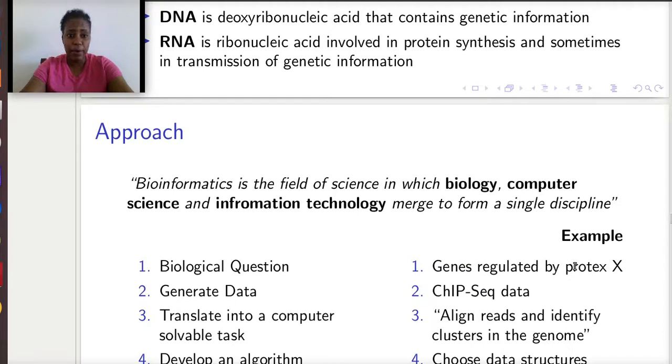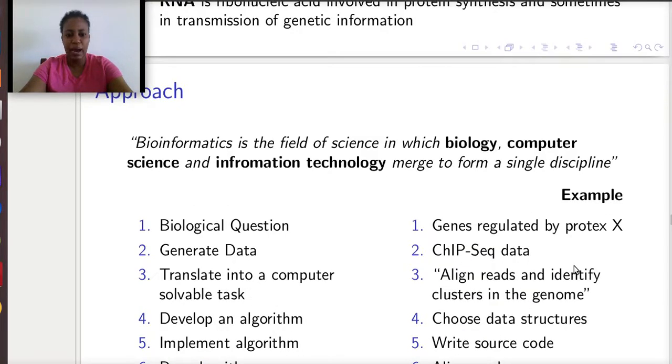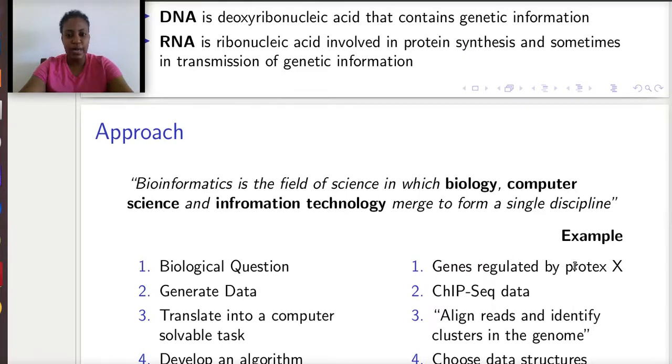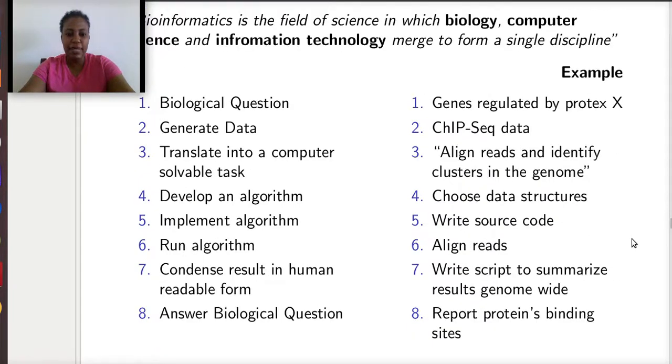So how do you approach a bioinformatics problem? I defined earlier that bioinformatics is the field of science in which biology, computer science, and information technology merge to form a single discipline. As an example, you have a biological question. For instance, on the right side: genes are regulated by protein X. Those are the ones you want to work on. So you get a sample and do the process described earlier to generate data. The kind of data generated is called ChIP-seq data, chip sequencing data.